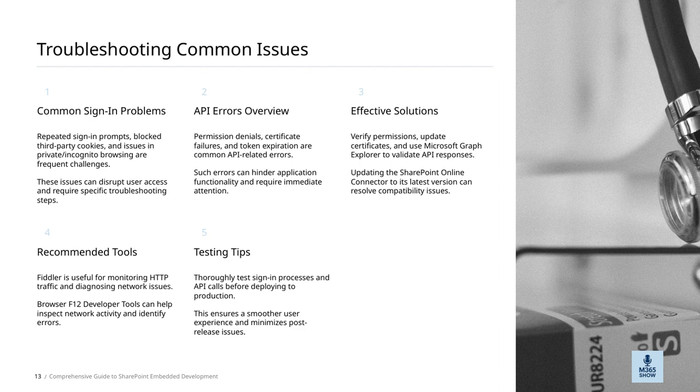Now, regarding API-related errors, common problems include permission denials, certificate failures, and token expiration. These can really hinder your application's functionality, so addressing them promptly is crucial. Finally, don't forget about sign-in challenges like repeated prompts, blocked third-party cookies, or issues when browsing in private or incognito mode. These issues can disrupt user access, but with the right troubleshooting steps, they can usually be resolved effectively.